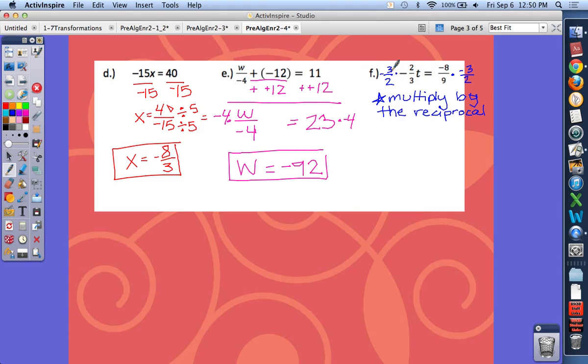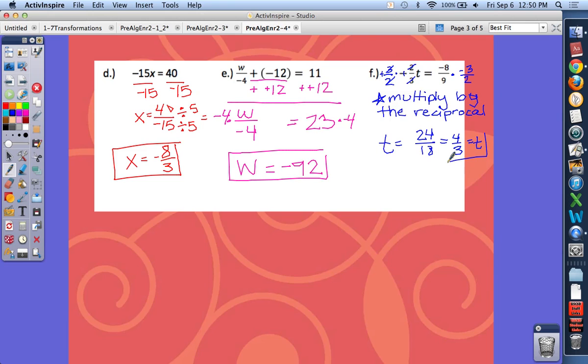The reason I can do this is because the negative times negative makes a positive. Those cancel. A 3 in the numerator can cancel with a 3 in the denominator, and the 2 in the numerator can cancel with the 2 in the denominator. I got rid of everything but my T. So now I just have T equals, multiplying fractions over here, you multiply straight across. I have a positive 24 over 18. Always reduce it. So what can I take out of both of those? I end up with 4/3.